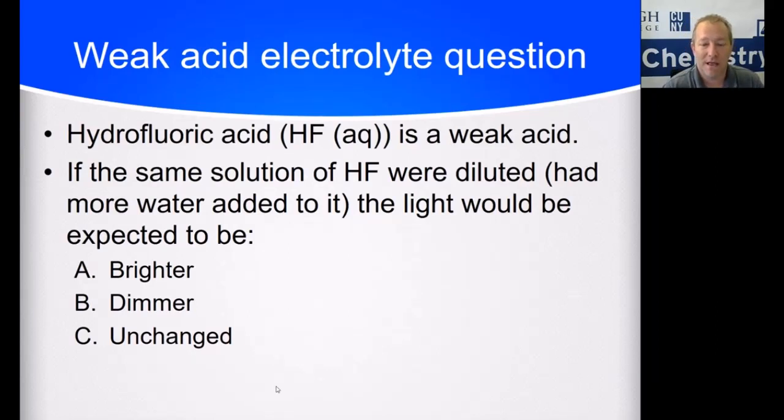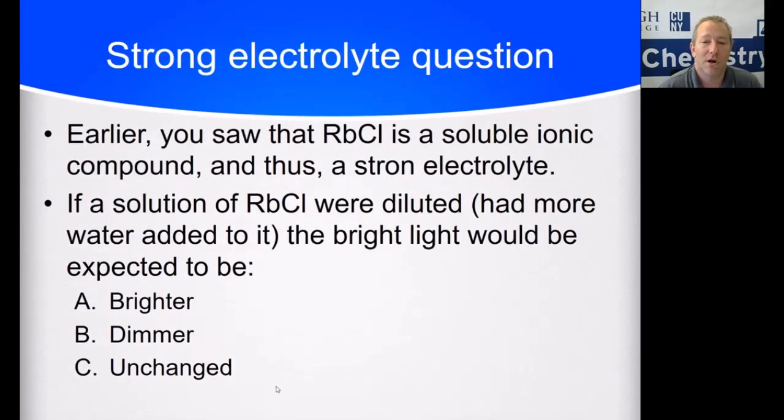And of course, HF, being a weak acid, will only have a dim light, and if you dilute it, the light will get brighter. Strong electrolyte, RbCl, you saw above, was a strong electrolyte. If you dilute it, what's going to happen? And the answer is that it will be unchanged because it is already fully ionized.